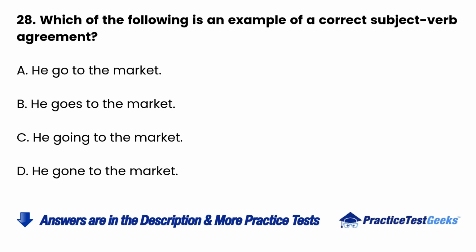28. Which of the following is an example of a correct subject-verb agreement? A. He go to the market. B. He goes to the market. C. He going to the market. D. He gone to the market.